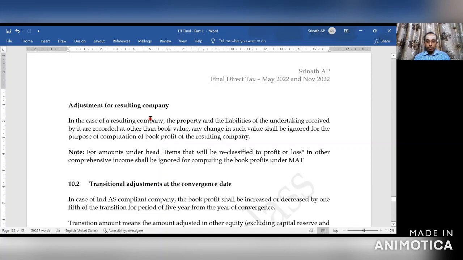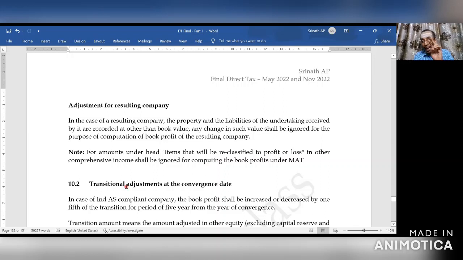In case of resulting company, if the properties and liabilities of the undertaking received are recorded not at book value, then such value shall be ignored for purpose of MAT computation. The amounts under items that will be reclassified to P&L account in other comprehensive income shall be ignored.